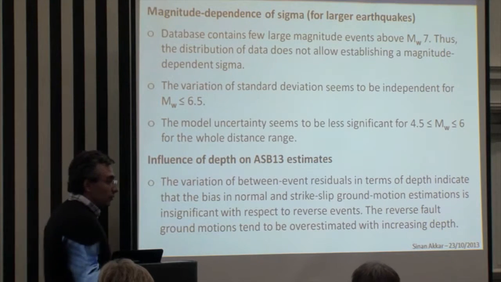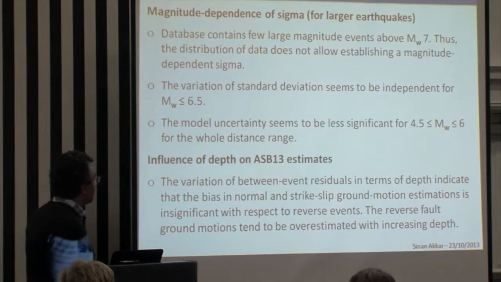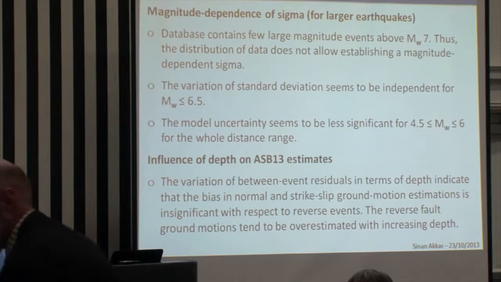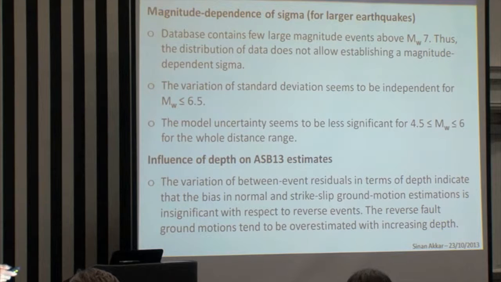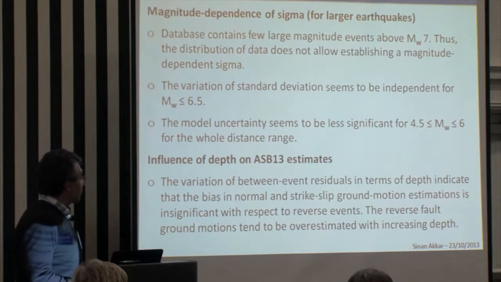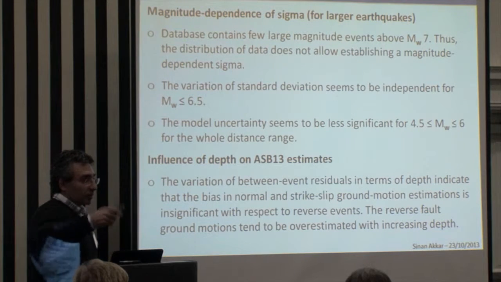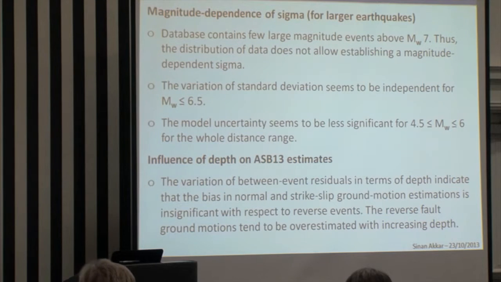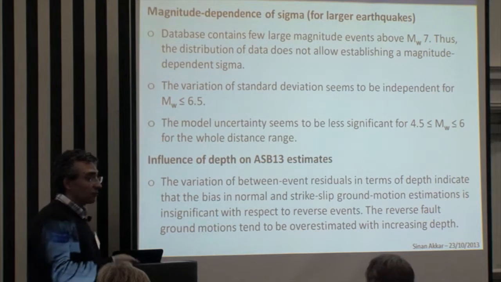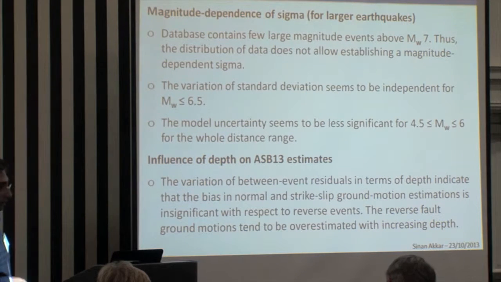Okay, as for the conclusions, these are really addressing or summarizing the questions raised by the project group. The magnitude dependence of sigma: the database contains few large magnitude events above magnitude 7, so the distribution of data does not allow establishing a magnitude dependent sigma. Our sigma does not depend on magnitude, and the total standard deviation seems to be independent for magnitudes less than 6.5. For magnitudes above 6.5, the statistics that I showed you may mislead you because we don't have much data for magnitudes over 6.5. The model uncertainty seems to be less significant for magnitudes between 4.5 and 6. This is quite strict, but with some tolerance, the upper magnitude limit can be raised to 6.5 and 7.